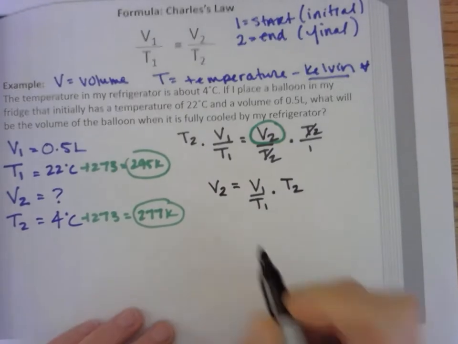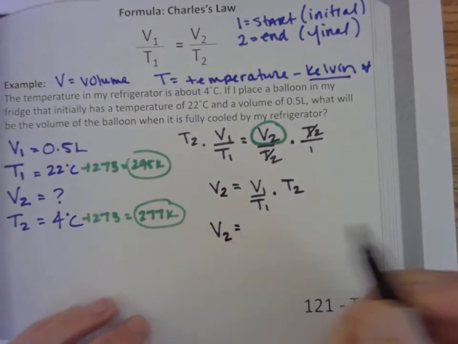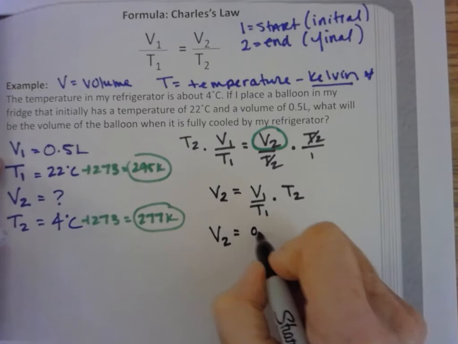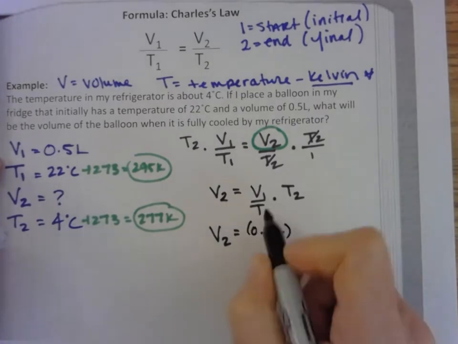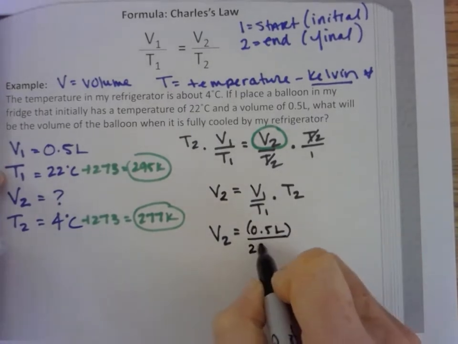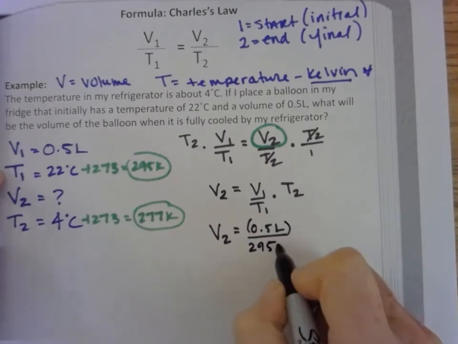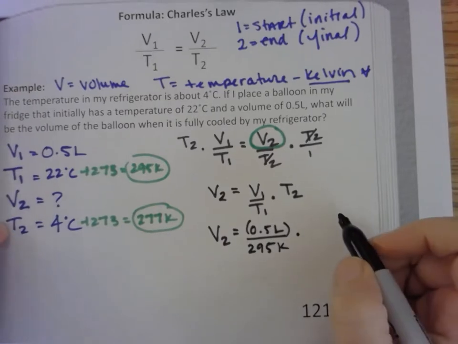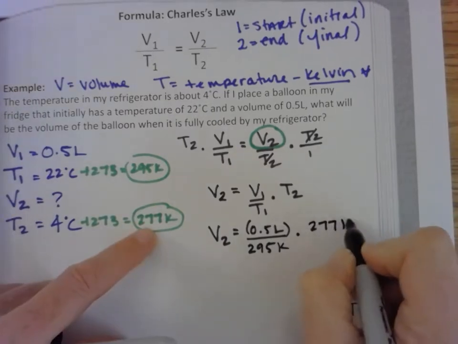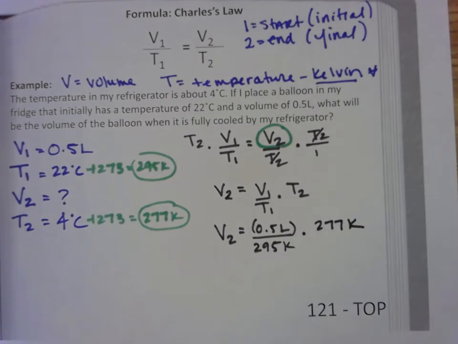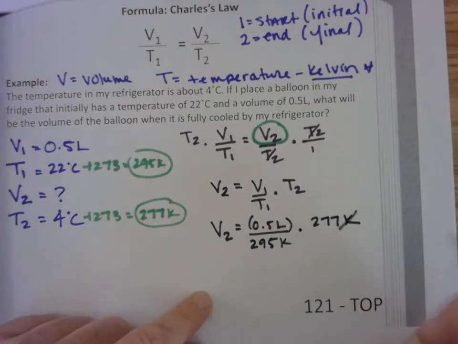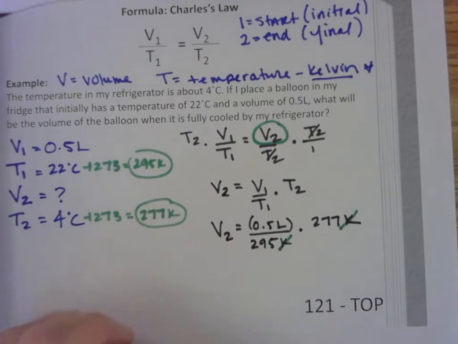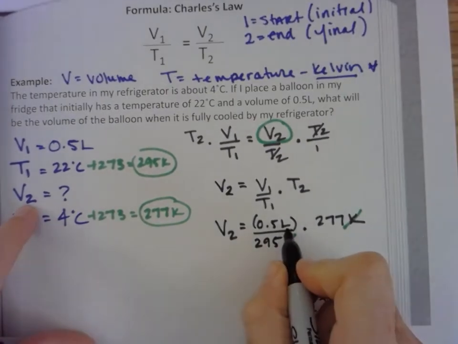Now I can plug everything in. So V1, 0.5 liters over T1, 295 Kelvin, times T2, which is 277 Kelvin. If I look here, Kelvin is in a numerator and a denominator, therefore they cancel. I'm left with liters, which is excellent because I'm looking for volume.